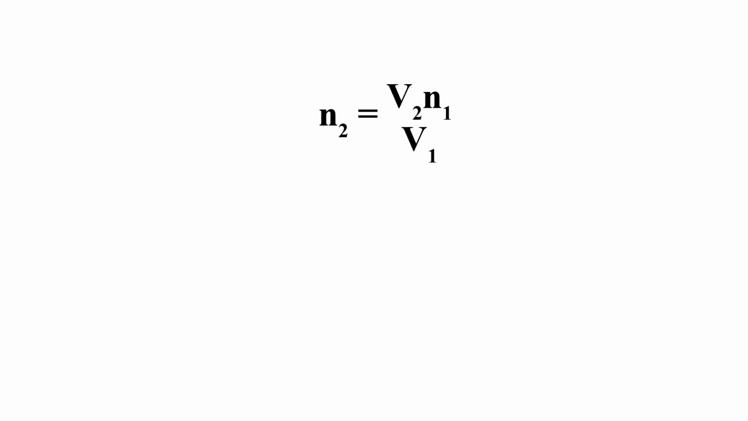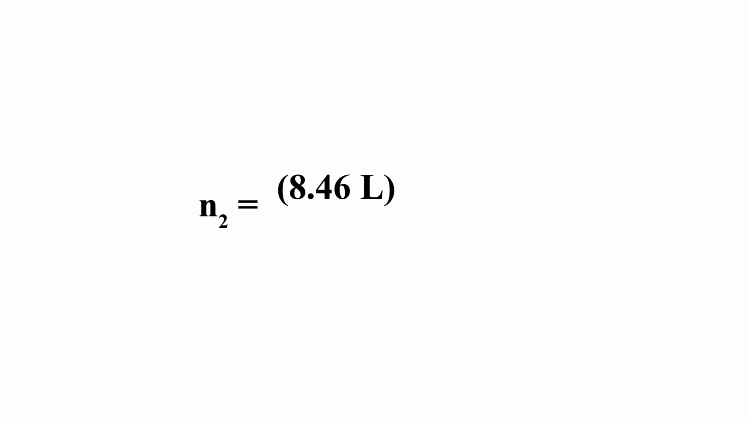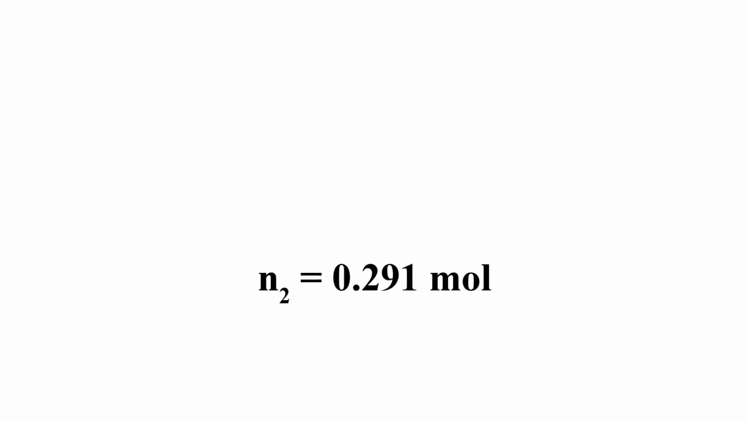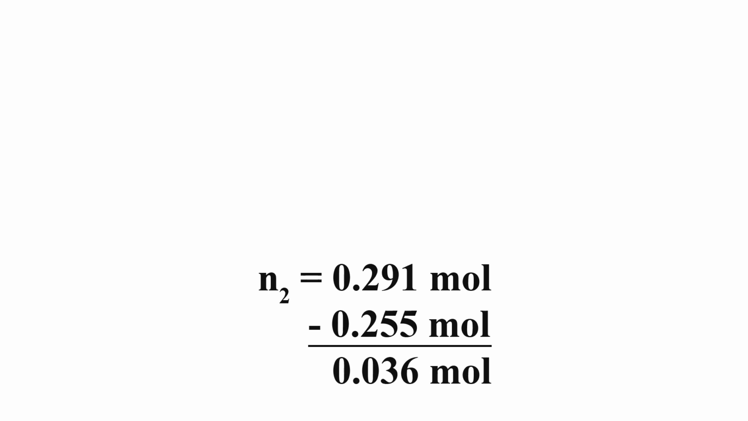So as you can see in this problem, our equation is final moles equals 8.46 liters, which is our final volume, times 0.225 moles, which is our initial moles, divided by 6.54 liters, which is our initial volume. Our final number of moles is 0.291. However, this problem is asking us how many moles must we add. So we subtract our initial moles from the final number of moles, which results in 0.036 moles.